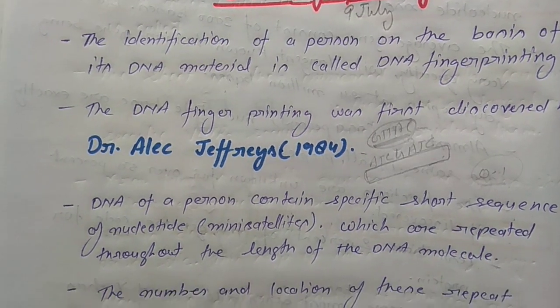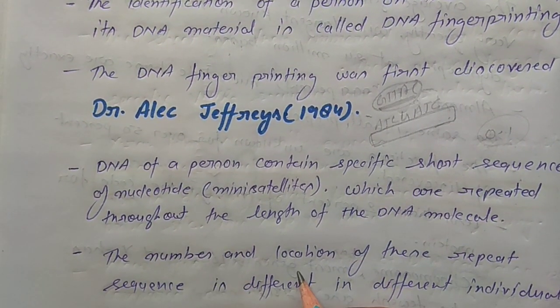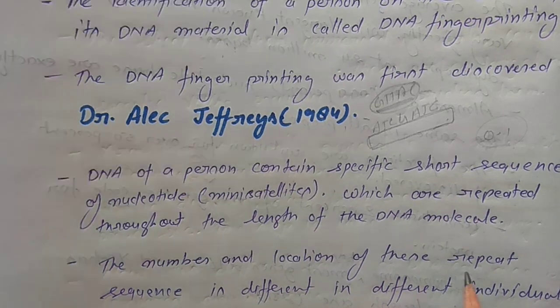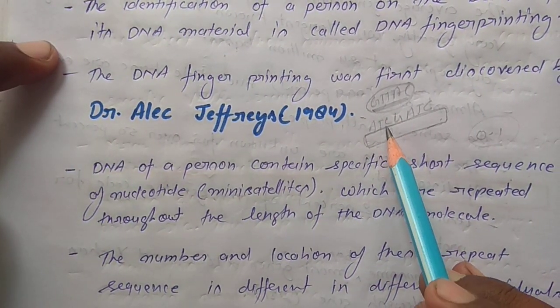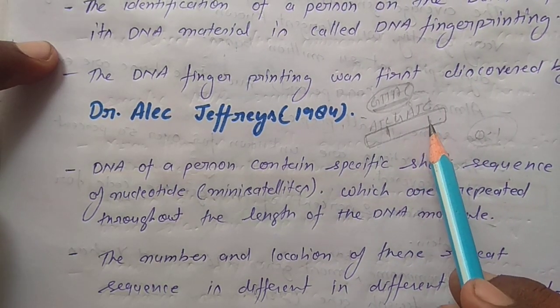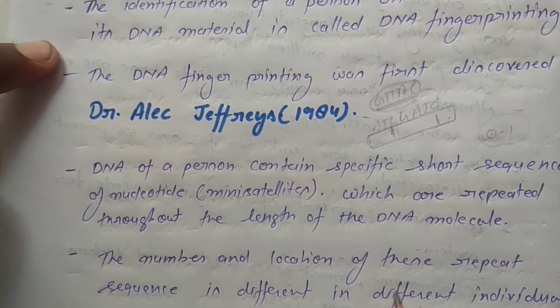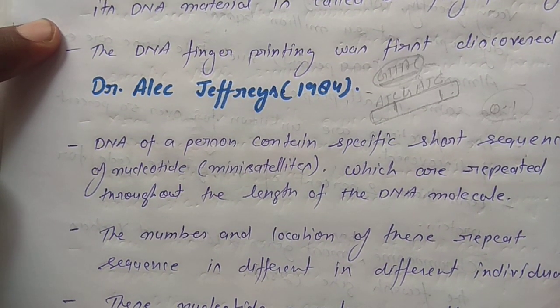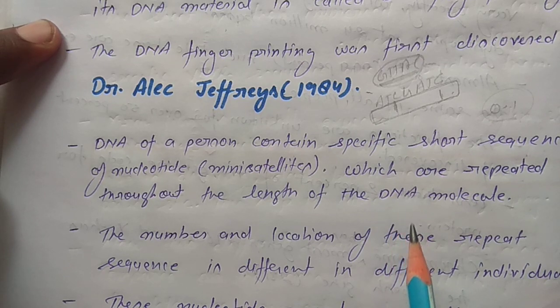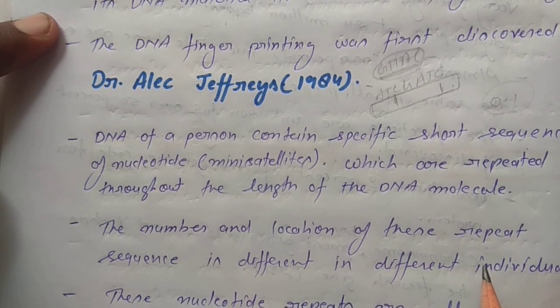Okay, so the number and location of these repeated sequences, suppose this GATAK is located at this place and that one at another place, is different in different individuals. So the number and location of these repeated sequences is different in different individuals.